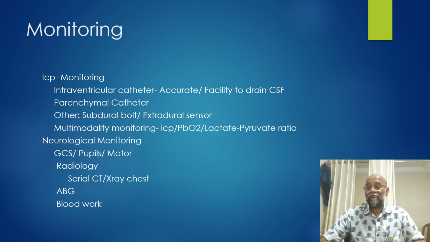Arterial blood gases are used for daily monitoring. You want to optimize the PCO2 and the PO2 to maintain optimal cerebral circulation. If PCO2 is high, vasodilatation occurs, ICP goes up. PCO2 is optimally kept around 35. Very low PCO2, vasoconstriction might result in infarcts. Routine blood work is also done.